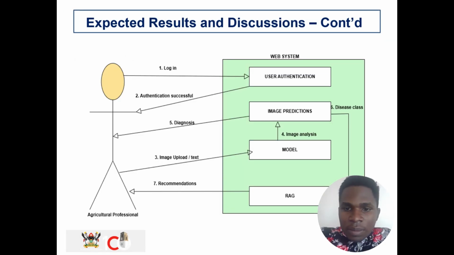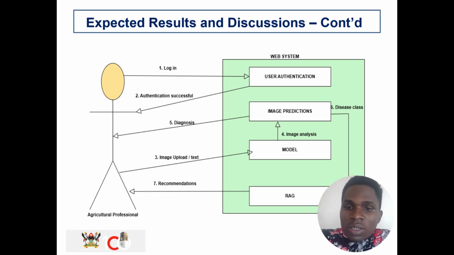Yes, hello, I'm Tomasli Ibrahim, and I'm going to take you through this part of the presentation. So this is our system, and we begin by the user logging in, which completes the activity of user authentication into the system. Upon step 2, which is authentication successful, the user goes to step 3, which is image upload or text. So upon successful authentication, the user is capable of uploading an image or writing a text to the model, which is then analyzed.